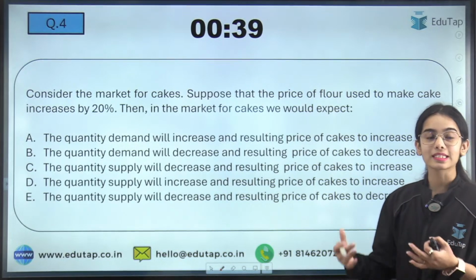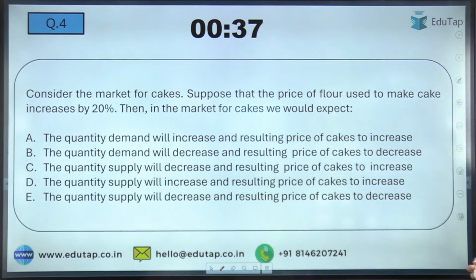So now coming to the next question. Try to read this question very carefully and try to answer it, okay? Take your 30-40 seconds and try to answer this question.